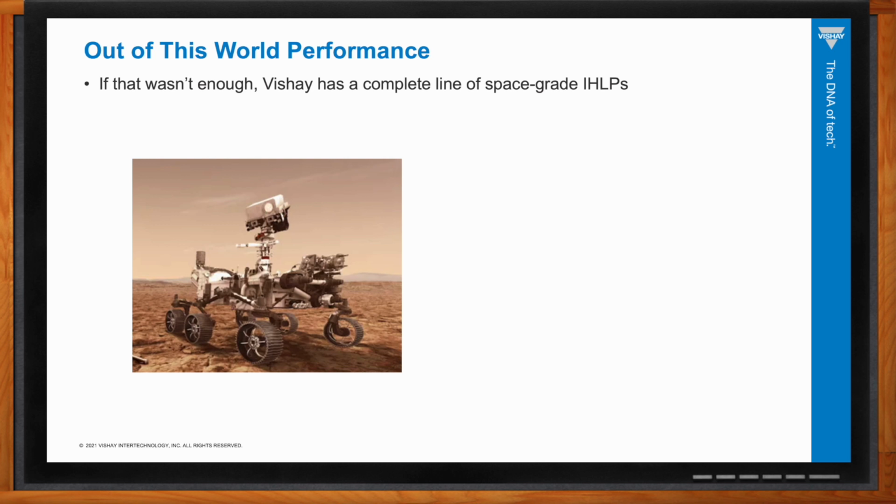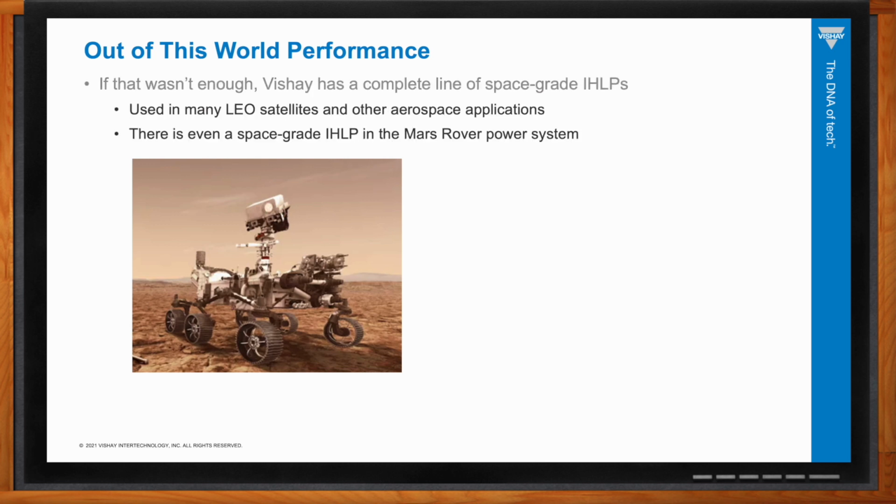The most popular application right now is LEO, or low Earth orbit satellites, and they go in the DC to DC converters. But as you can see here in the photo, we actually have one of our space grade IHLPs in the Mars rover that has just been in the news in the last few months. So we're very excited to see that there. But otherwise, more earthly type applications are going to be DC to DC converters in automotive applications, in computing, Internet of Things, industrial, many other applications like that.